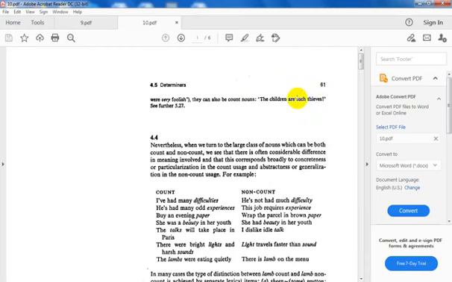Then another contrast, another differentiation between count and non-count nouns, can be drawn from whether the noun itself is specific and particular, or something generic, that is, whether it is related to the general or the particular. Nevertheless, we now turn to the larger class of nouns, which can be both count and non-count.